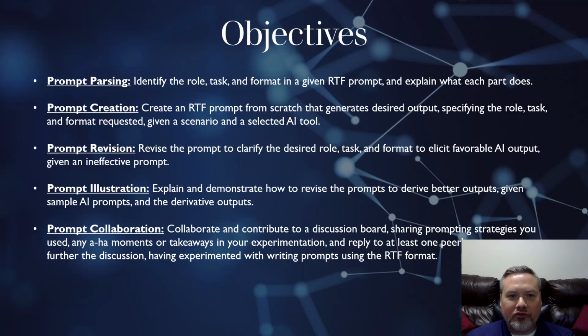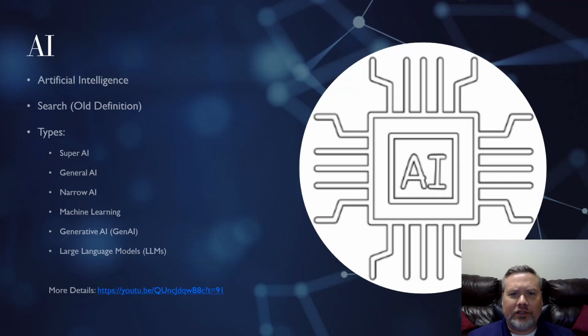We're going to talk about prompt revision. Given a prompt, how can we make it better with the RTF framework? Prompt illustrations: explain and demonstrate how to revise prompts to derive better outputs if you're given sample prompts and derivative outputs. And then we're going to talk a little bit about prompt collaboration. You're going to get an opportunity to discuss what you're learning with RTF prompting after you've messed around with it, after you've taken some assessments, and give us some of those aha moments that you've had and that kind of thing.